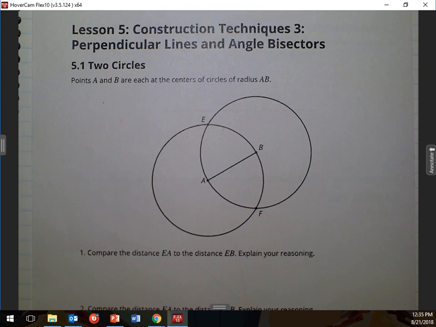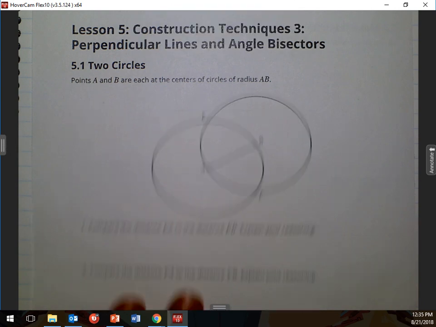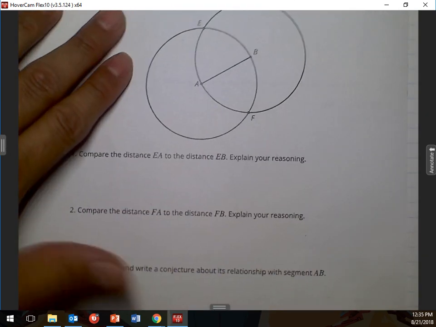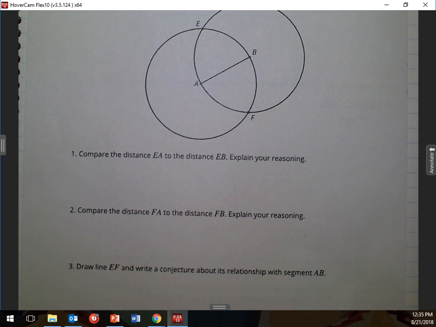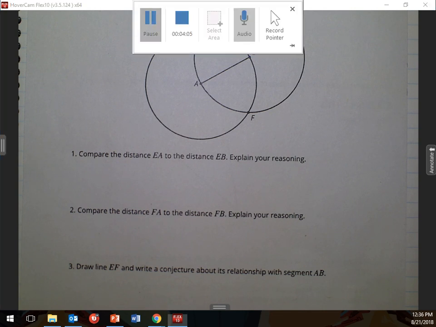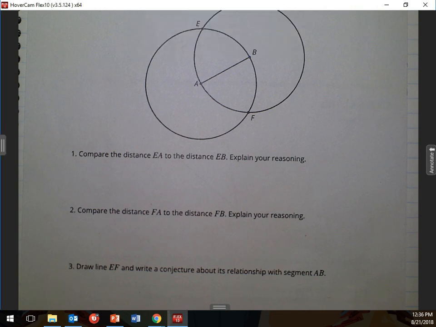All right, so let's take a look at number 2. Number 2 says, compare distance FA to distance FB. Explain your reasoning. 1 minute. Talk to your partner. It's the same. All right, so it says right here, compare the distances, and everyone over here was still yelling, what? It's the same. Why?